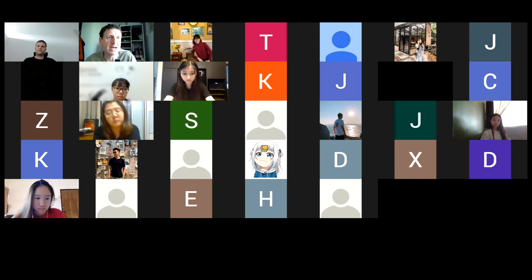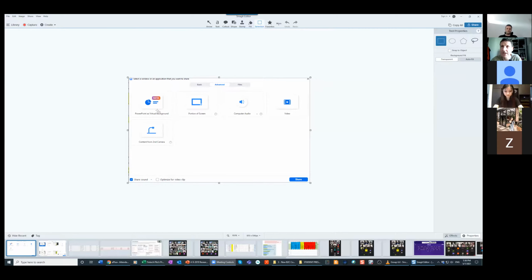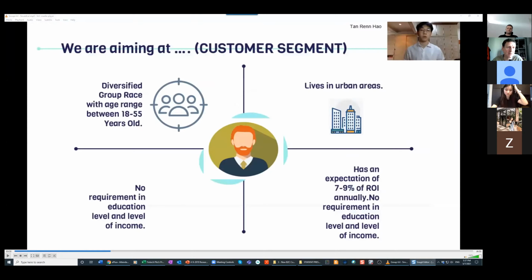When you click on advanced, this is what you see. You see PowerPoint as virtual background, portion, computer audio, etc. So you click on PowerPoint as a virtual background, and then you've got to search your own computer explorer for that PowerPoint slide. And so I'm going to do that now, and you'll see me in front of the PowerPoint.